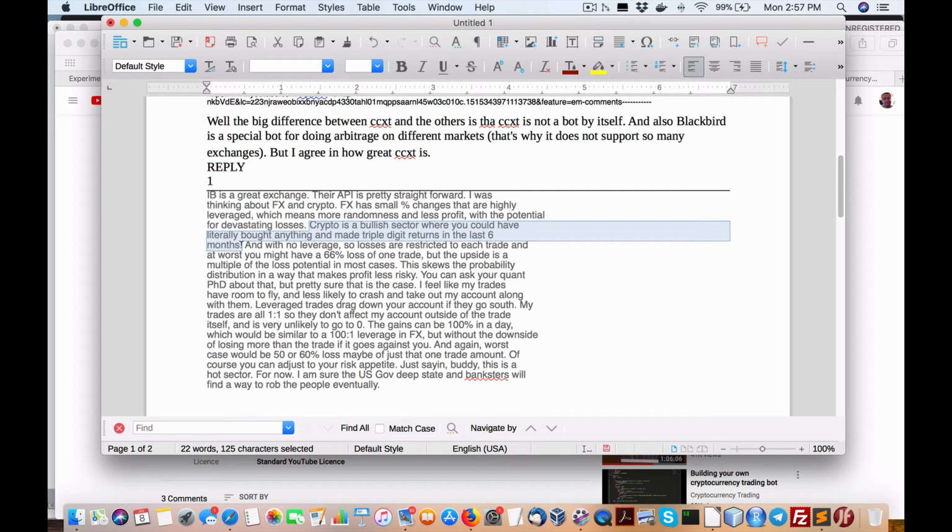Plus, there's talk of regulation now coming in crypto. So these days may never come back. We don't know. And with no leverage, losses are restricted to each trade, and at worst, you might have a 66% loss on one trade. But the upside is multiple of the loss potential. In most cases, this skews the probability distribution in a way that makes profit less risky. True, assuming that everything goes up and it will always go up.